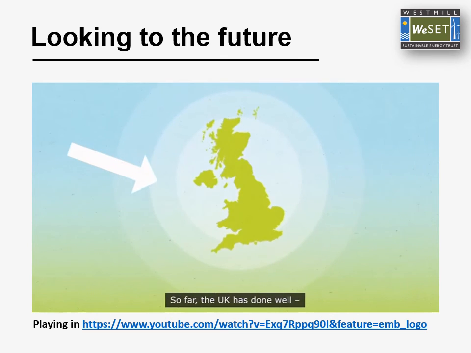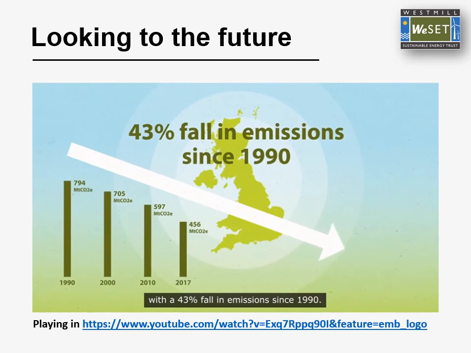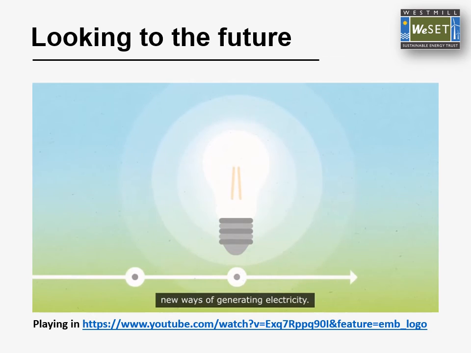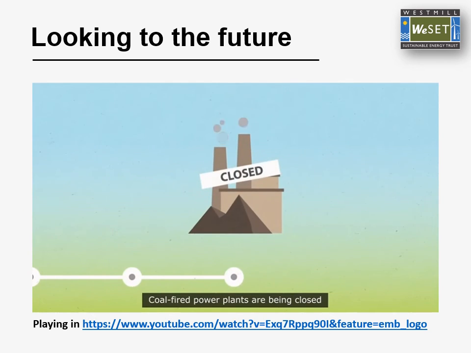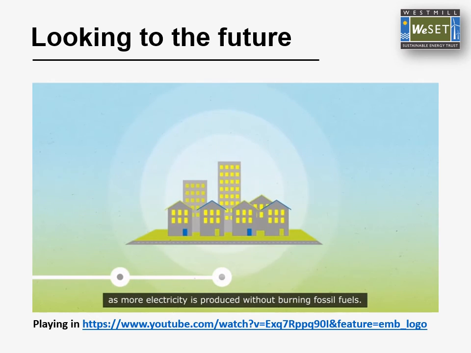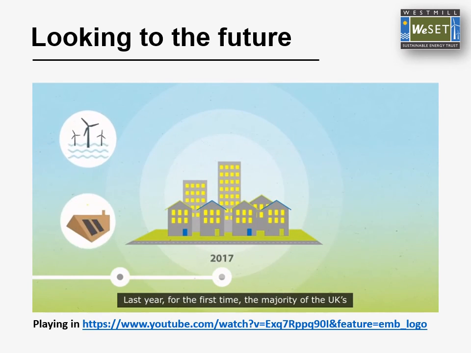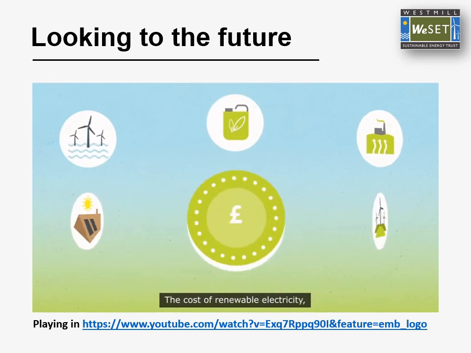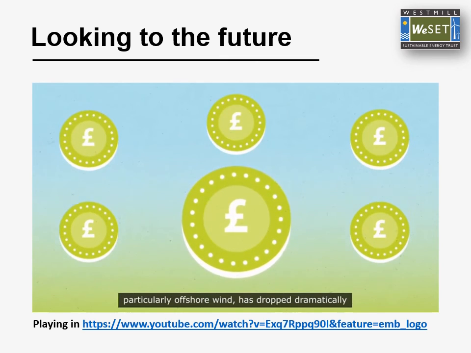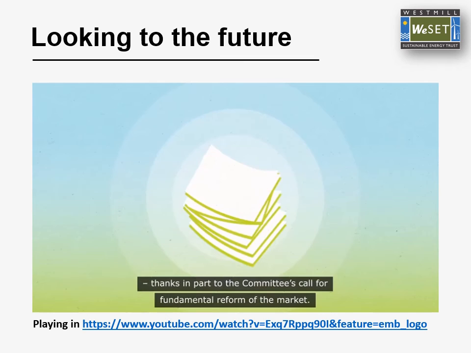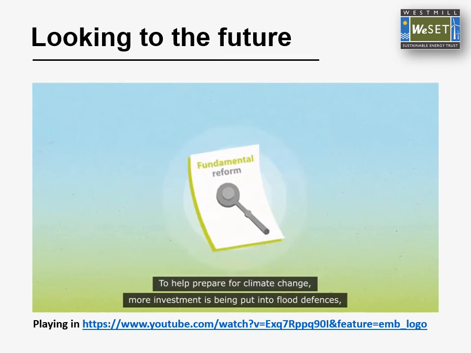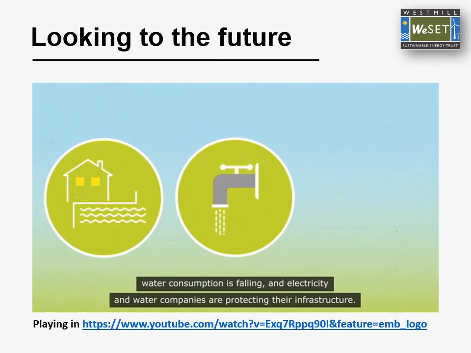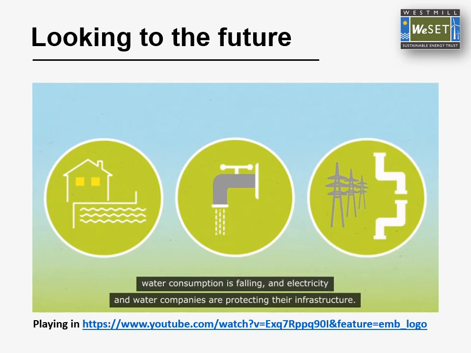So far, the UK has done well, with a 43% fall in emissions since 1990. Much of this progress has come from new ways of generating electricity. Coal-fired power plants are being closed, as more electricity is produced without burning fossil fuels. Last year, for the first time, the majority of the UK's electricity came from renewable or low-carbon sources. The cost of renewable electricity, particularly offshore wind, has dropped dramatically, thanks in part to the committee's call for fundamental reform of the market. To help prepare for climate change, more investment is being put into flood defences, water consumption is falling, and electricity and water companies are protecting their infrastructure.